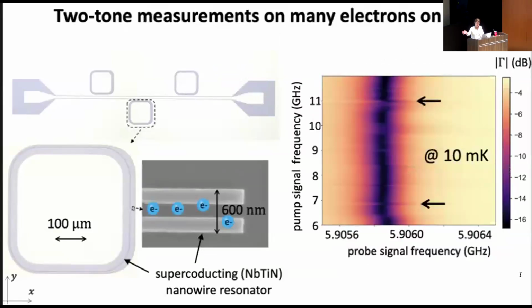So after depositing many electrons, we perform what is called a pump probe measurement, which is a known measurement for superconducting qubits. The pump signal was varied from 6 to 12 gigahertz, and we observed a relatively large resonance frequency shift when we used 11 gigahertz and 6.8 gigahertz as the pump signal frequency, indicating that there are electrons coupled to the resonator whose orbital energy corresponds to these frequencies.